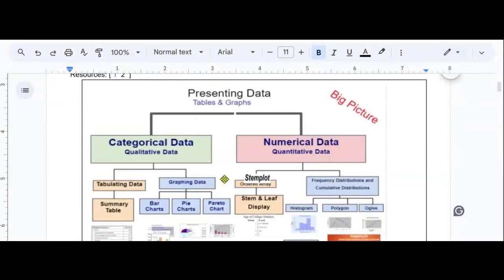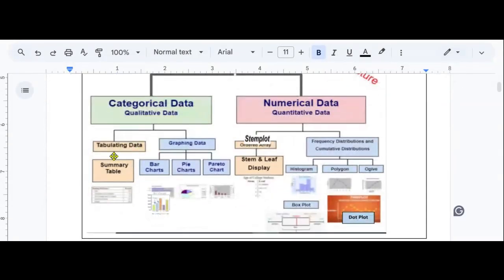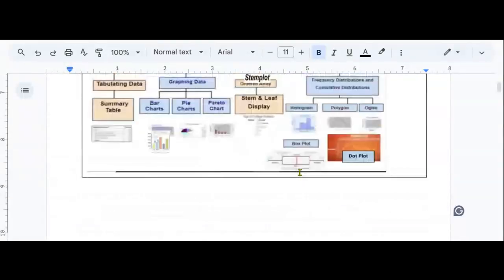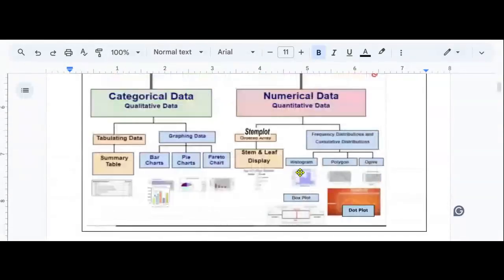So I made this nice flow chart. On the left side, categorical data, and you can make a summary of the data. They call it tabulating data. Then you can use a bar chart, pie chart, and Pareto chart. Now for the numerical data, which is quantitative, we can use stem and leaf, histogram, polygon, Ogive, dot plot and box plot. I think this graph is nice, if you can memorize it.